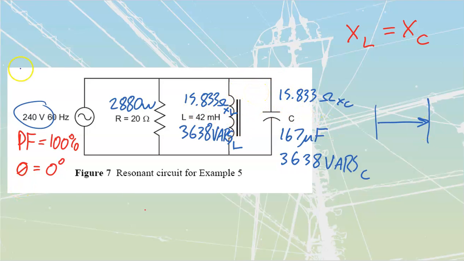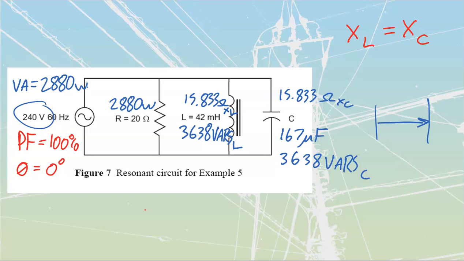So my total VA seen by the circuit, VA equals 2880. You can write it as VA or you can write it as watts in this case, because it is only watts that's going to be inside of there. Okay, so that is going to be my power.